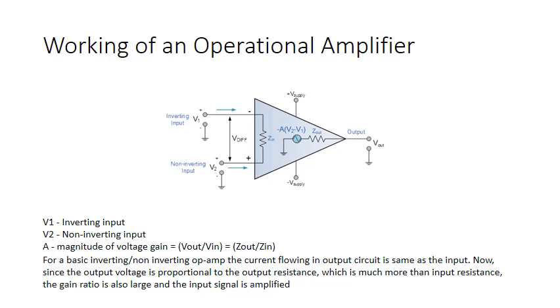Working of an operational amplifier. Here V1 is the inverting input, V2 is the non-inverting input, and A is the magnitude of voltage gain, which is the ratio of the output and input voltages or the ratio of output and input impedances. For a basic inverting or non-inverting op-amp, the current flowing in the output circuit is the same as the input. Now, since the output voltage is proportional to the output resistance, which is much more than the input resistance, the gain ratio is also large and the input signal is amplified.